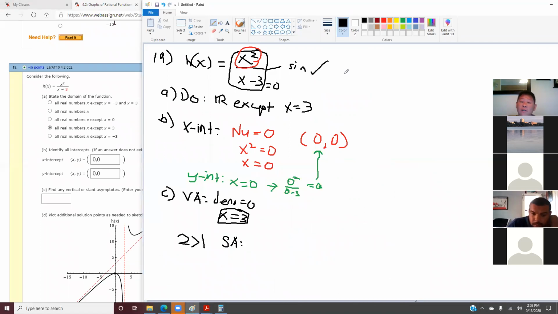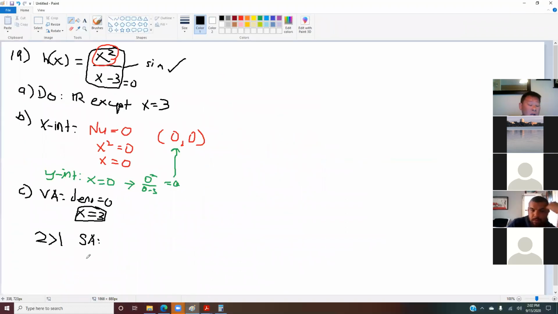And how do you find your slant asymptote? Pay attention, you have to do synthetic division in this case. So synthetic division is this below. The number that you always put in your synthetic division is going to be 3. Where do I get the 3 from? It comes from your vertical asymptote, this x equals 3.